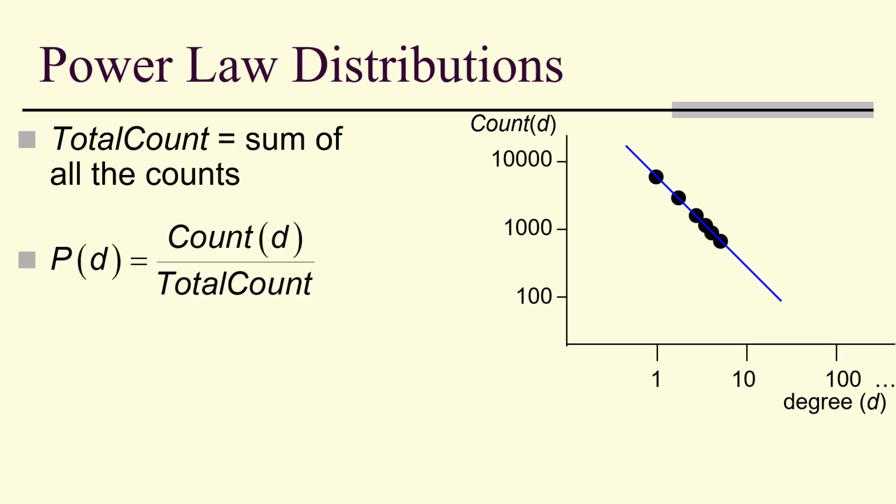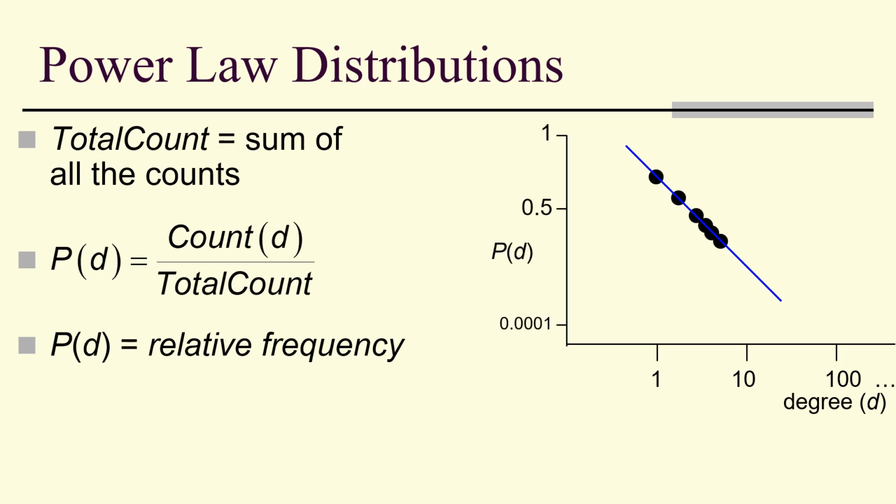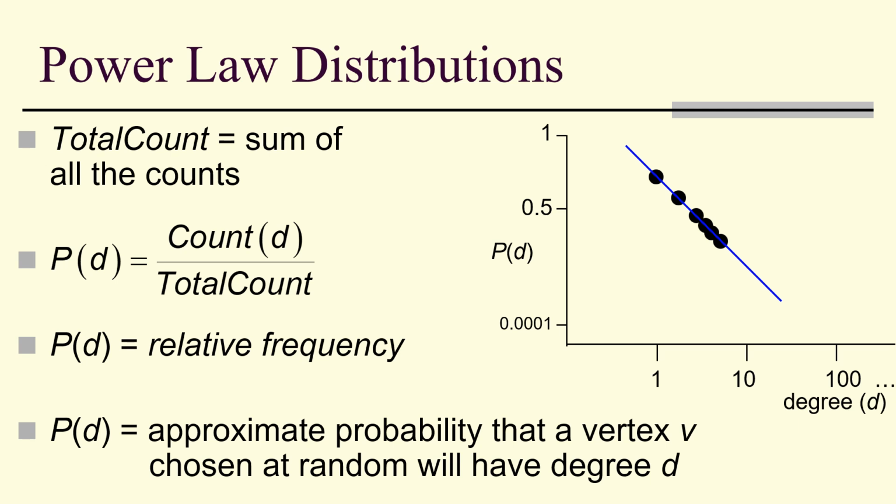The total count is the sum of all the counts, but we tend to divide the count function by the total count, and we get a distribution P(D). P(D) is the relative frequency instead of the actual counts. So we get a scale that looks more like that.